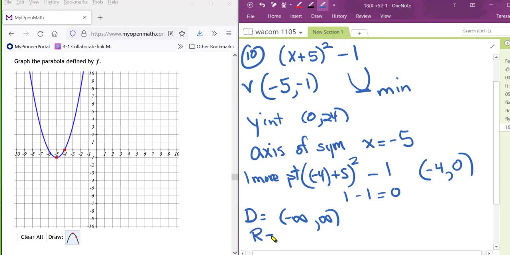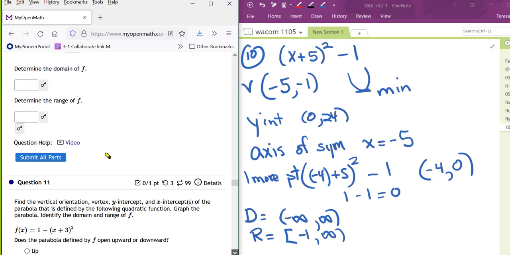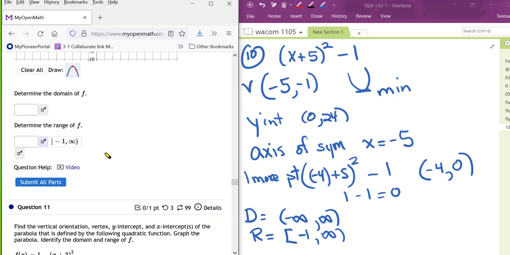Your range is determined by which way it opens and your vertex. That will either be the highest point or the lowest point. So when it opens up, it's going to be our lowest point. It will touch it, and it is the y of your vertex if you don't have a picture. So it is negative 1 to infinity. We'll just make sure that one's right. Okay, so that is question 10.